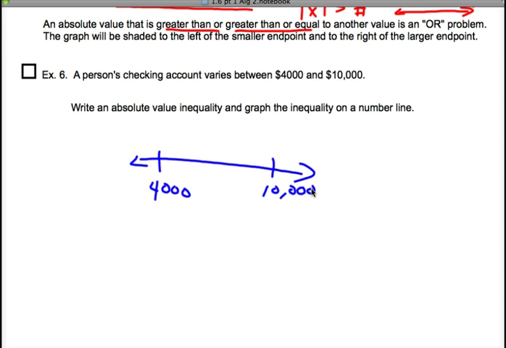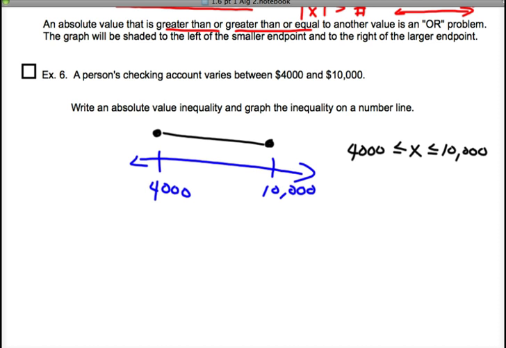I said in between, I probably should have used the word inclusive. If I use inclusive, that means it could be 4,000, it could be 10,000, and then anything in between. So a compound inequality that represents that is simply this: 4,000 less than or equal to x, less than or equal to 10,000. If I ask for a compound inequality, that would work there. Or you could say 4,000 is less than or equal to x, and x is less than or equal to 10,000.